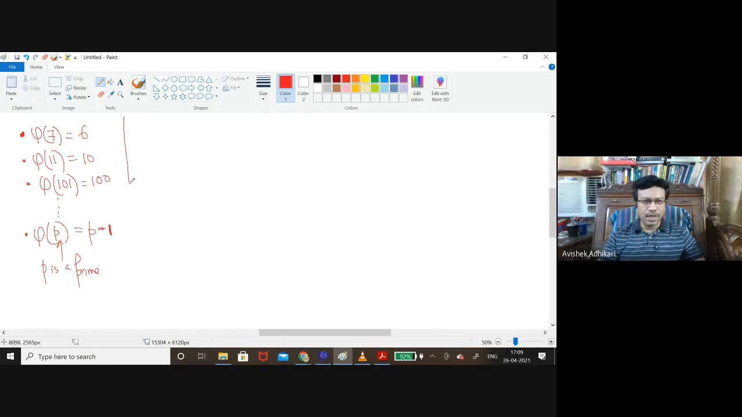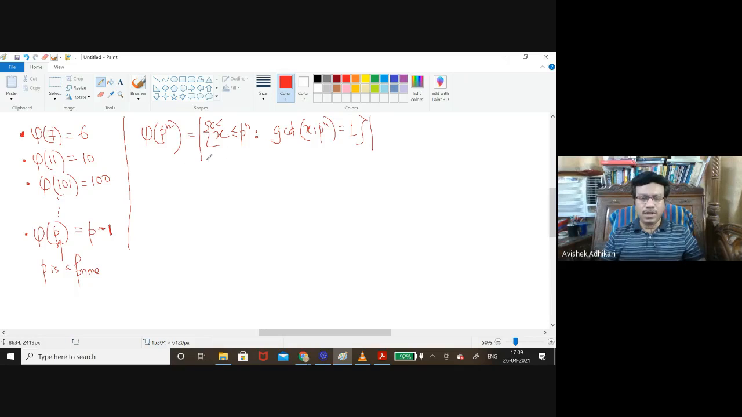Now I will give you another observation. What is phi of p to the power n? That means all such x, so you want to find the cardinality of all such x which are positive integers, of course, with 0 strictly less than x less than or equal to p to the power n, such that GCD of x and p to the power n equals 1. So you want to calculate the cardinality of this set.